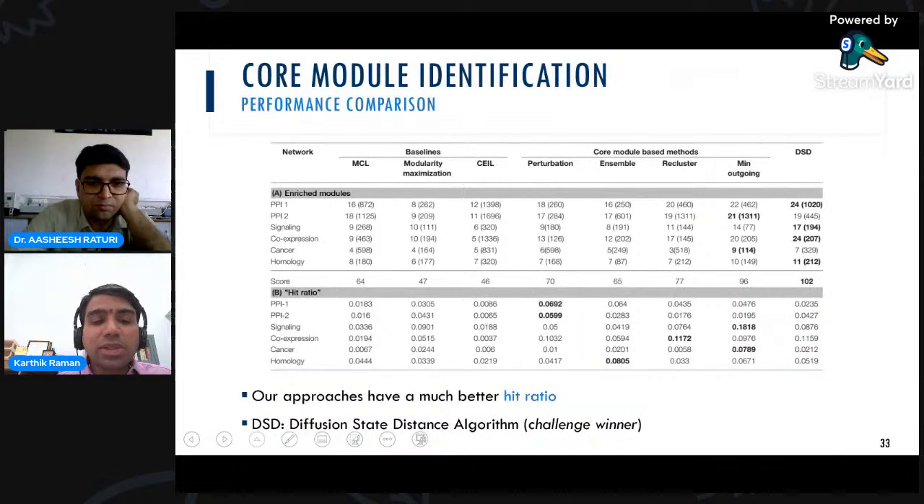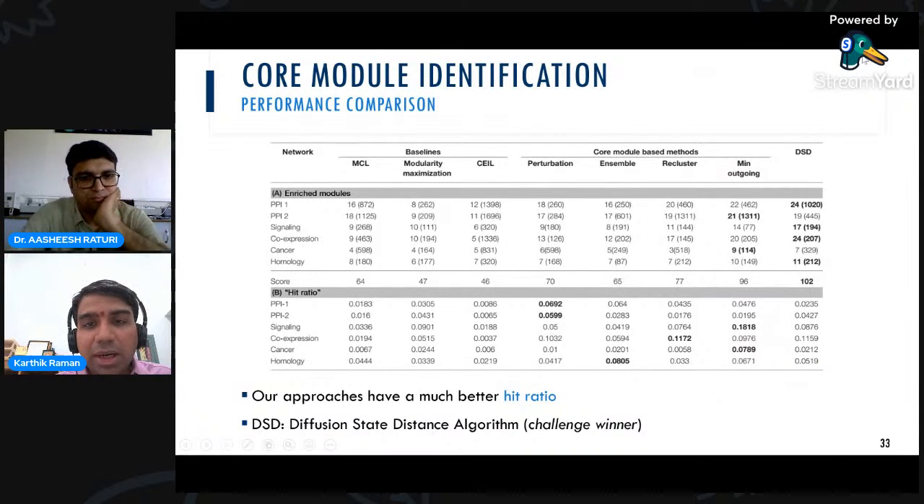Okay, and this was the final result. These are all various approaches that we had, and this was the winning approach, which was known as diffusion state distance. So we beat the winning approach in at least 2 of the networks, and overall our approach had a much better hit ratio. So you see, in all of these cases our hit ratio was superior to the winning approach. You don't see any bold entries in the last column.